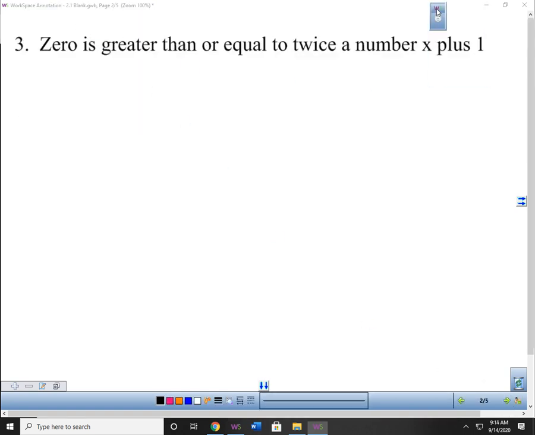All right. 0 is greater than or equal to twice a number x. So if I were to represent twice a number, like if I said your number is 4 and yours is twice your number, that would be 8, right? So you would be taking 2 times your number plus 1.